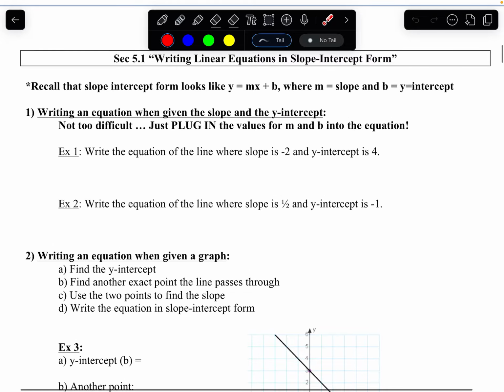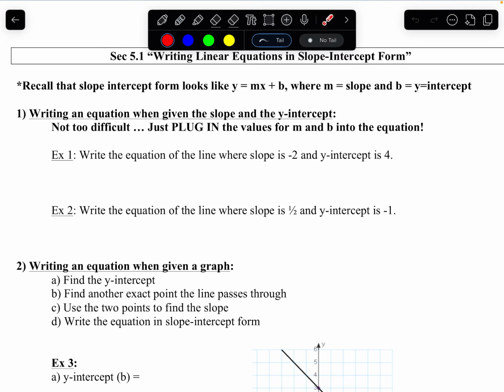So recall that slope-intercept form, again, is y equals mx plus b, where m is our slope and b is our y-intercept. As a reminder, our y-intercept is always going to be (0, y). So what we're going to do first is write an equation given our slope and our y-intercept. We're just going to plug in these values.